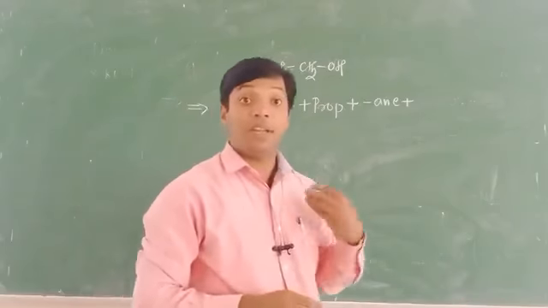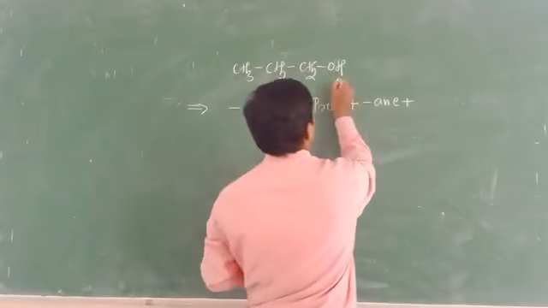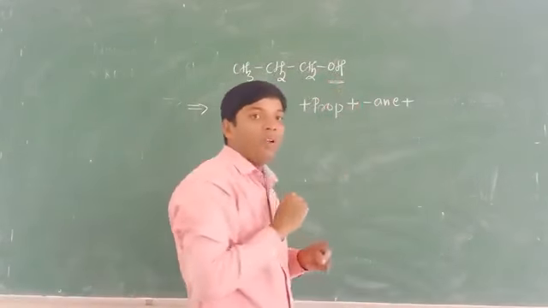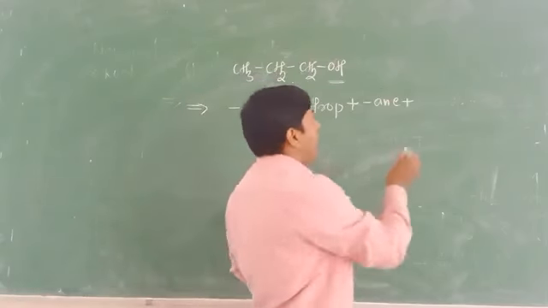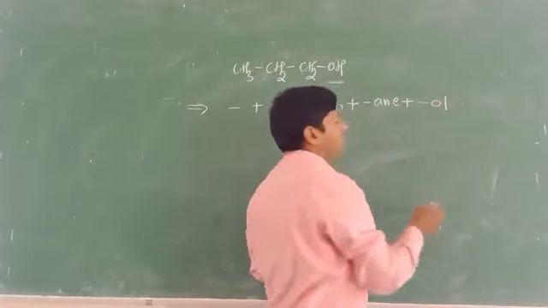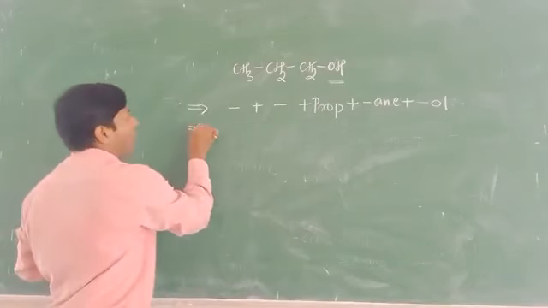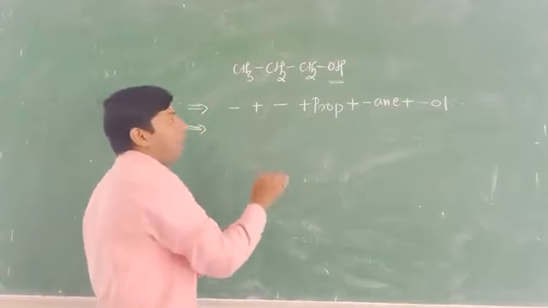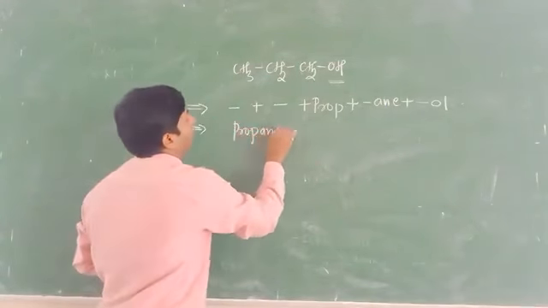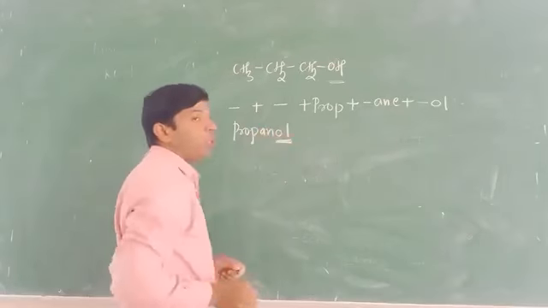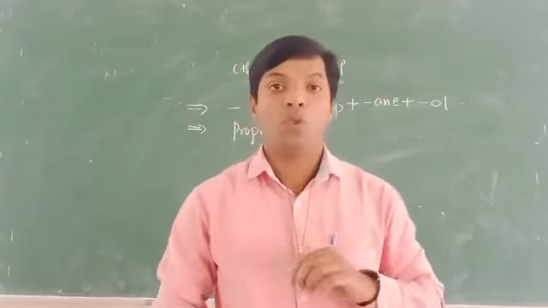Next, secondary suffix. Is there any functional group? Yes, there is a functional group. Which functional group is it? OH. The alcoholic functional group is there. And due to the presence of OH as a functional group, the name always ends with ol. Finish. By adding, I get the name: prop plus an plus ol. I write here the name propanol. Remember, the name always ends with ol. That indicates that the compound has an OH group.